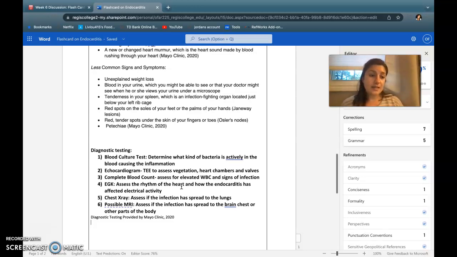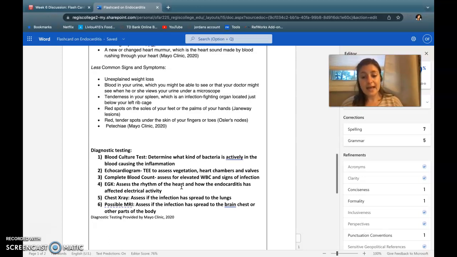Echocardiogram is usually up next if that's suspected. The TEE is used to assess vegetation on the heart chambers and the valves. I think that most of the time, it really depends on the scenario, that they'll want to treat with antibiotics first before going in to do a TEE, but I think it depends on the patient presentation.